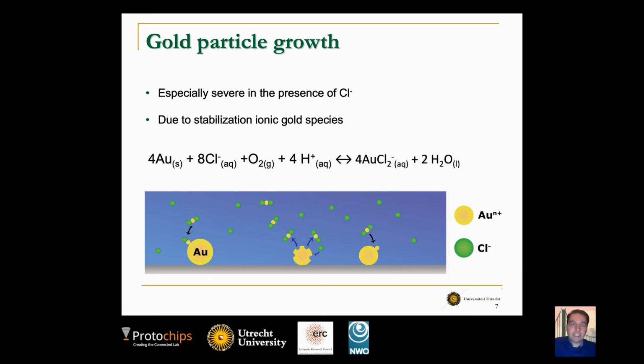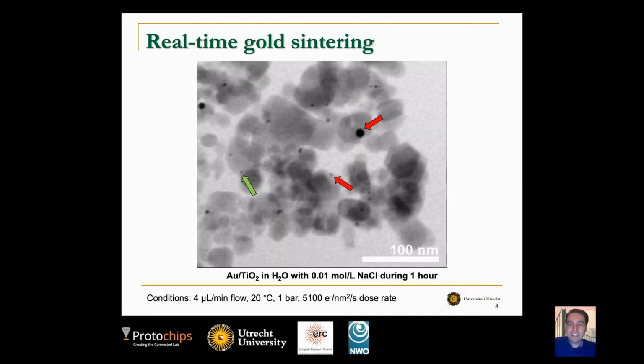The main reason they accelerate growth is that the chloride can stabilize ionic gold species. And then according to this reaction, you will dissolve the gold of your gold nanoparticles very quickly. The gold can then move through the solution to another particle and reattach there by the reverse of this reaction. This then results in some form of Ostwald ripening. So we would really like to study this in situ while it's happening.